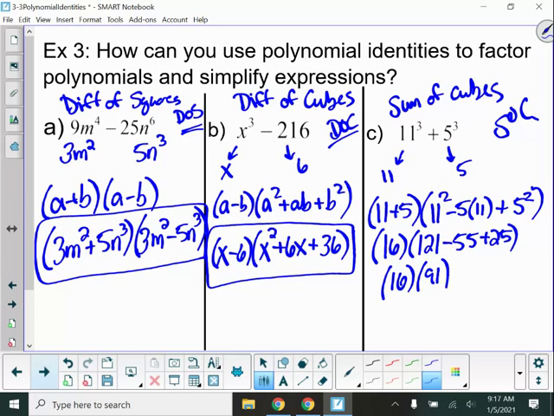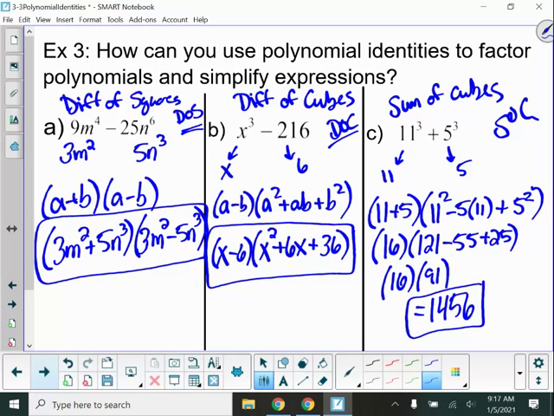So I guess you could make an argument, is 16 times 91 easier than figuring out 11 cubed and 5 cubed and adding them together? I don't necessarily know, but it does work out the same way. And your 16 times your 91 is going to give you 1456.